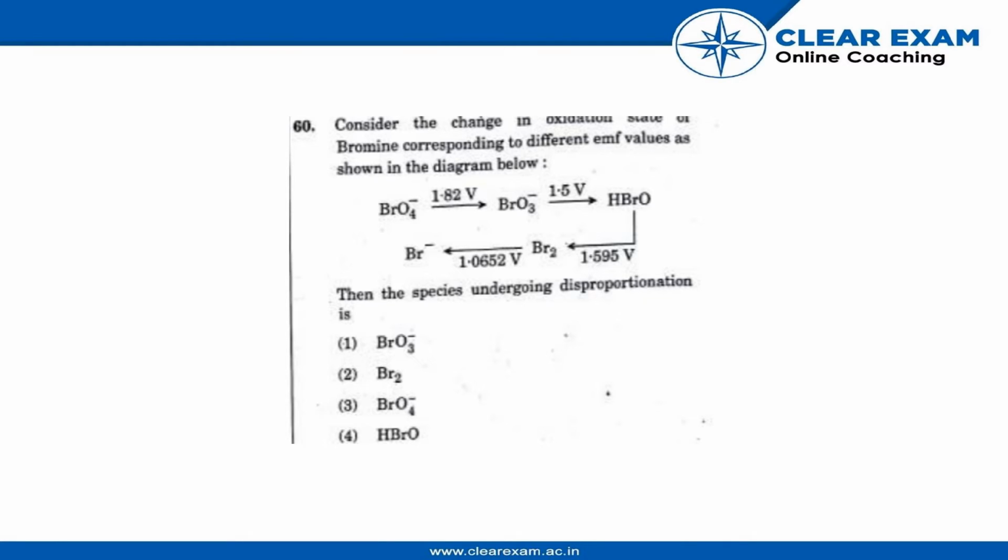Then the species undergoing disproportion is: BrO3-, Br2, BrO4-, and HBrO. So basically what we have to find out in this question is the species which is undergoing disproportion. Out of this reaction, we have to find out which of the species is undergoing it.